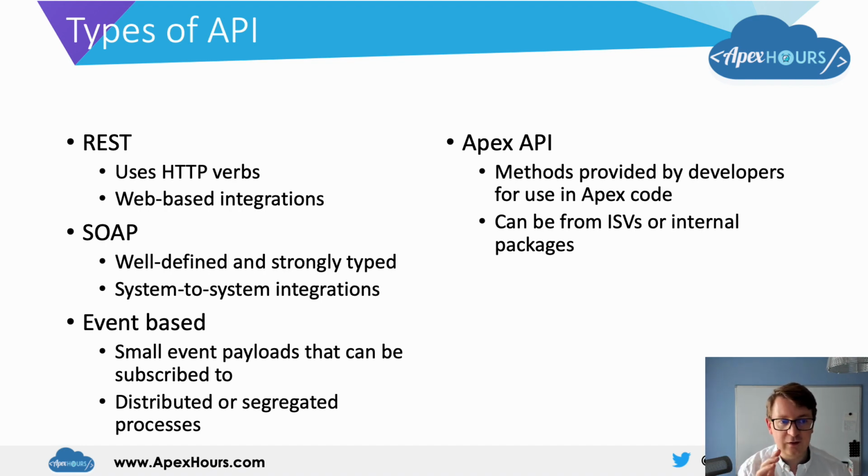And similarly, if you're developing an internal system, either as packages or just through a kind of soft segregation, you can provide your own internal APIs as well for different business domains and different functional areas to work with.